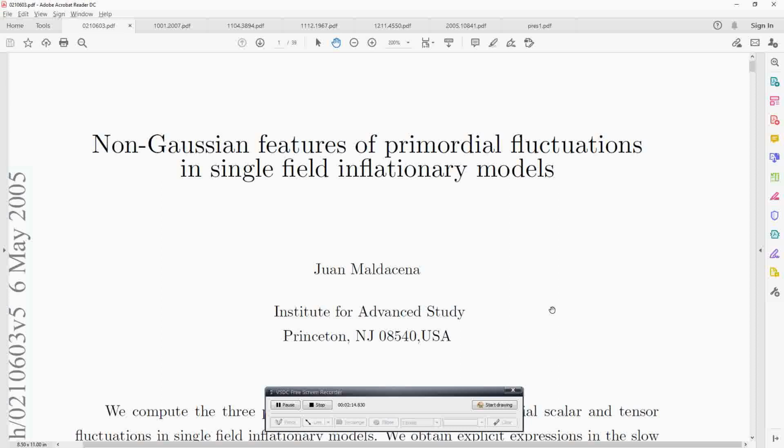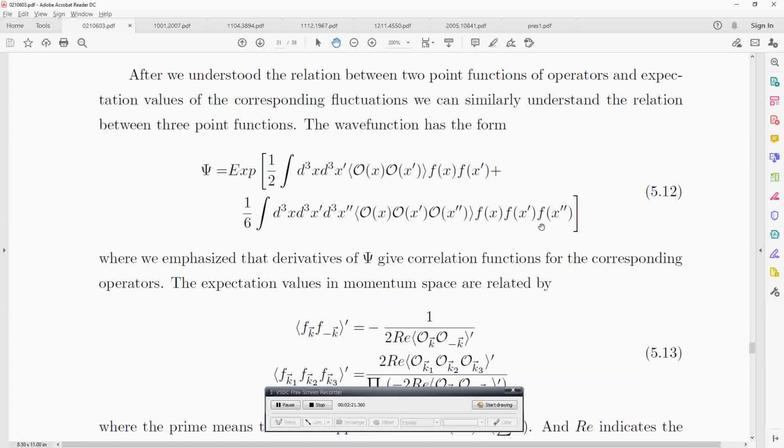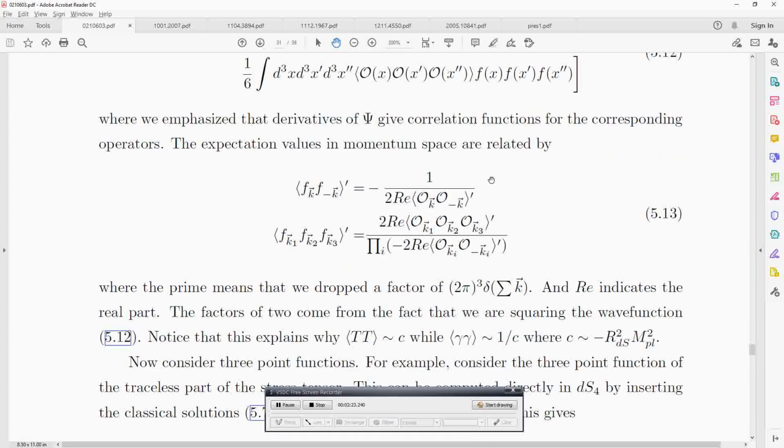Now, how to relate these things was worked out for the first time probably in this paper by Juan Maldacena. And if we go to page 31, we find these kinds of formulas. So this is a general ansatz that will appear no matter which version of the correspondence you use. The cosmological correlators will be related to correlation functions in the dual field theory.